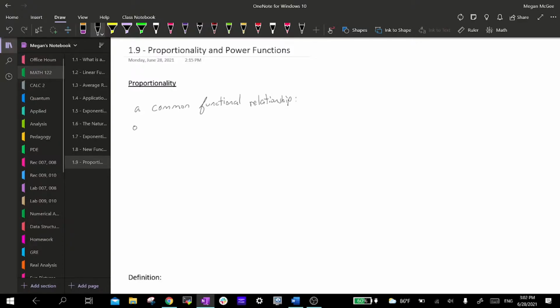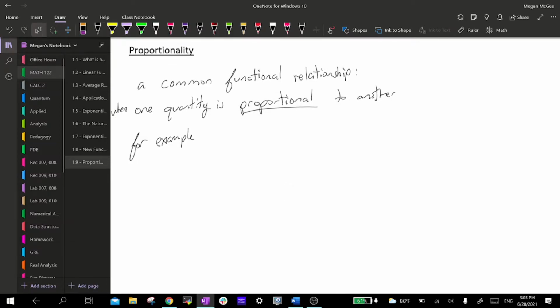Alright, so this is when one quantity is proportional to another quantity. Alright, so for example, I'm going to zoom in a little bit more. There we go. For example, if we were to look at the price of apples, say it is $1.40 per pound.